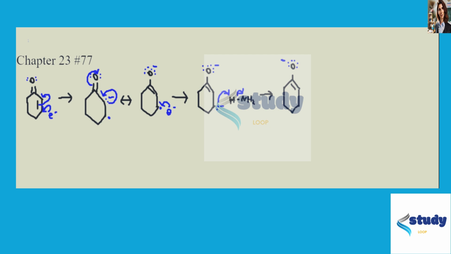Okay, and the next thing that's going to happen is this carbonyl will reform. These electrons will go back here. And so that's a resonance structure, not a reaction. So we've reformed our carbonyl, and we have a lone pair and a negative charge on the alpha carbon.